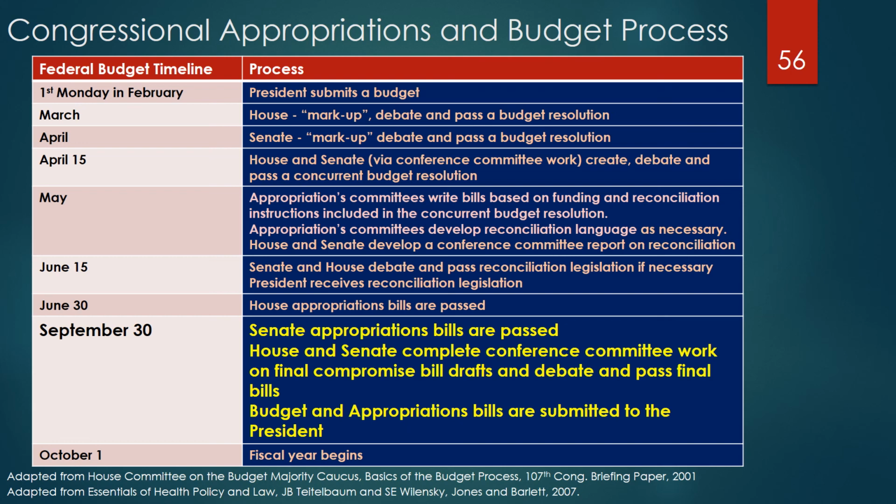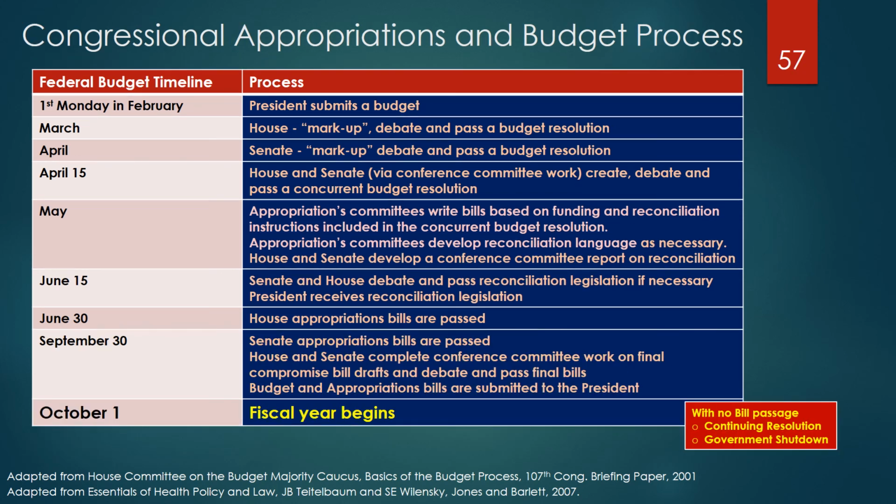By September 30th, both the House and Senate appropriations bills have passed their respective chambers, differences resolved via conference committee work, final drafts debated and passed, and sent to the President for his or her signature. The fiscal year starts October 1st.